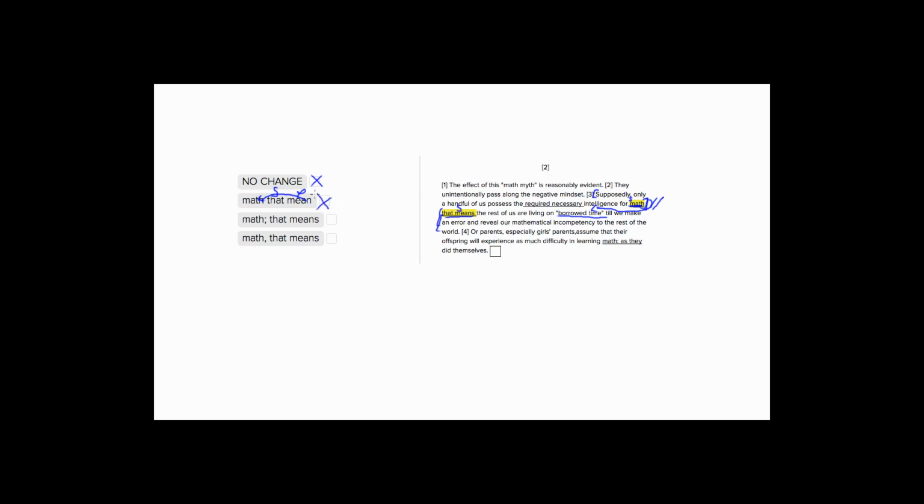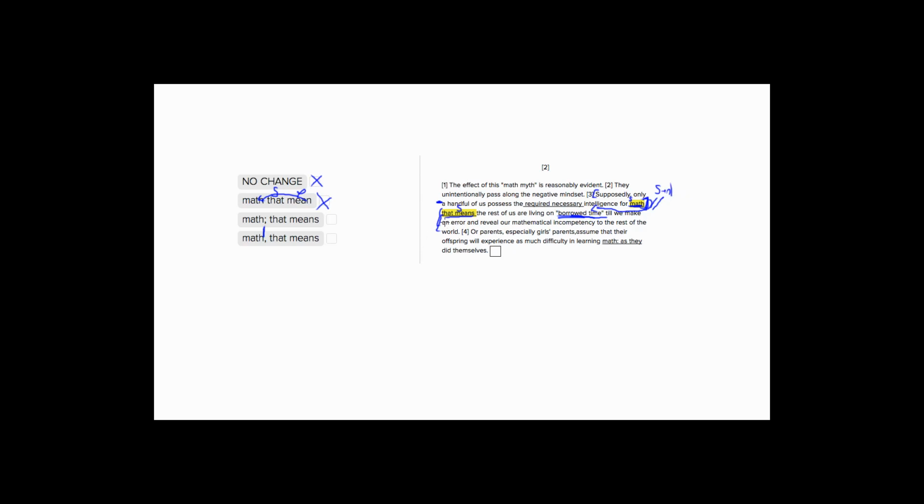Our next two answer choices put punctuation between math and that, which is going to be good because we're trying to separate these two thoughts of some people having math intelligence, so what we see here, and some people not having it and are thus on borrowed time. So let's see what the right punctuation to put between this is. So this is a standalone sentence. So this sentence, only a handful of us possess the required math intelligence, this part. This can stand alone. So this is a sentence.